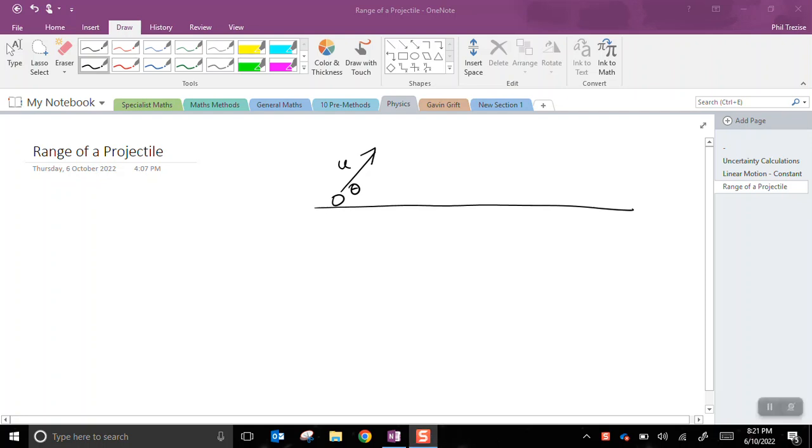Hi everyone. In this lesson we're going to look at how to calculate the range of a projectile. So we have a particle here at ground level. It's been fired at a speed u with an angle of elevation theta. Now that will follow a nice parabolic arc through the air and land over here somewhere. I'm assuming the ground is horizontal and I'm assuming that there's no air friction.